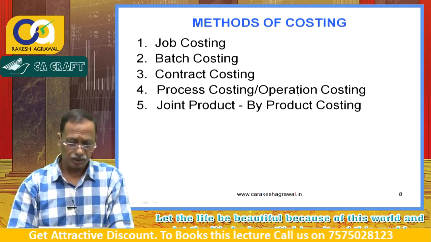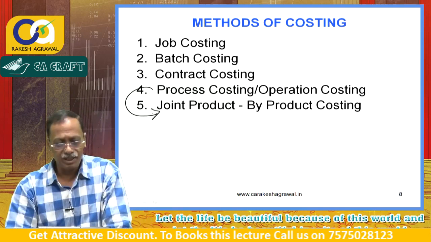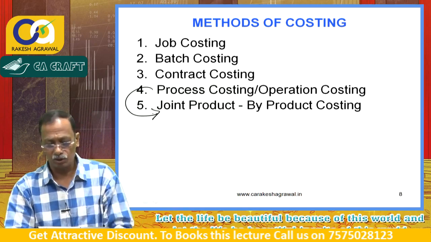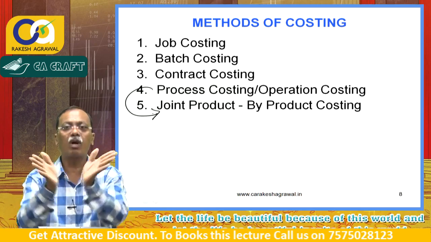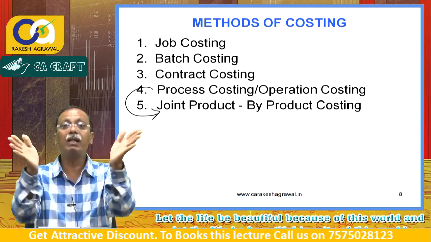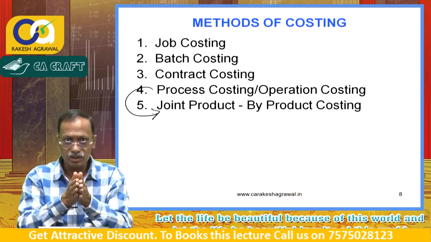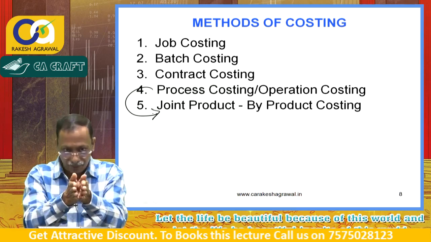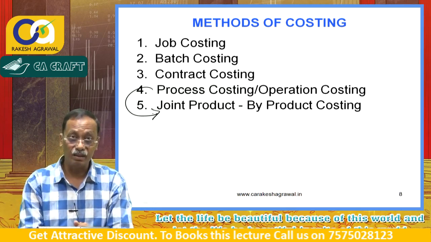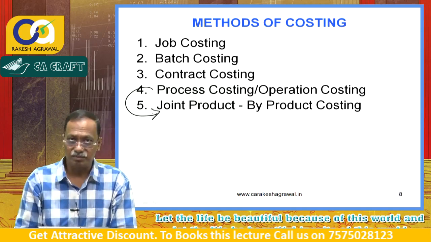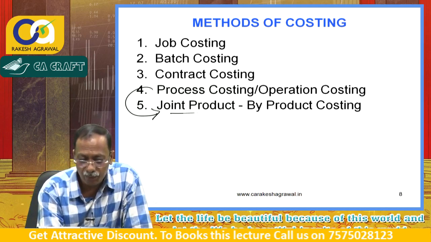Joint product byproduct costing. This topic is linked with process costing. I repeat, joint product byproduct costing is linked to process costing. It means if in a particular process you get multiple products from a common process, it is connected to process costing. Process is common, input is common, but the outputs are more than one. When it happens in any processing industry, then in addition to process costing, you have to use joint product byproduct costing also.